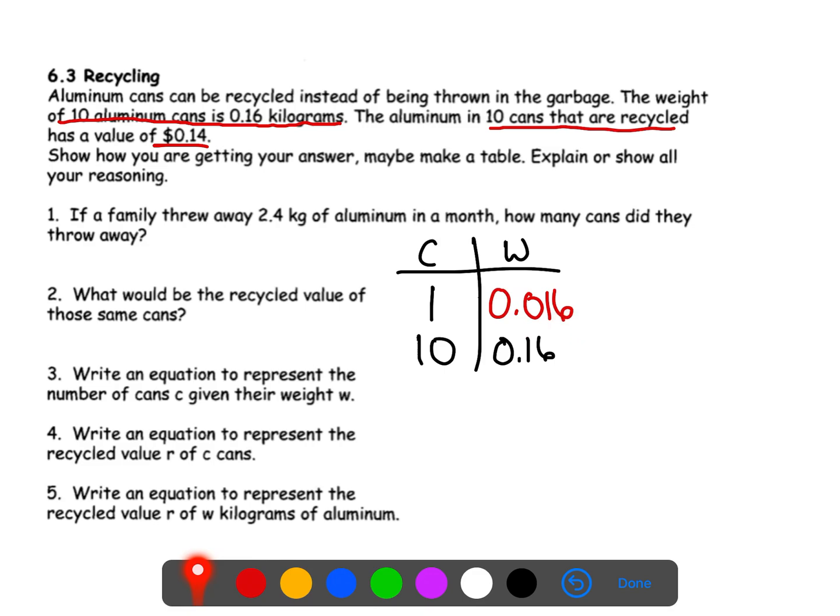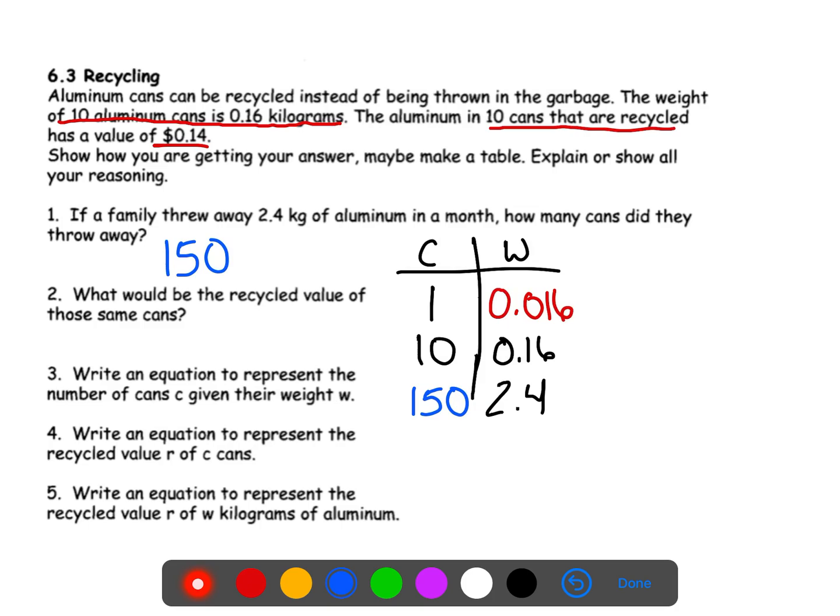So now to answer the question being asked, there's a weight of 2.4 kilograms. We need to figure out how many cans that is. So we could try to find the reciprocal of this, which could be a little extra effort, or because to multiply the cans times our constant of proportionality, we could reverse that and use division. 2.4 being our total weight divided by our constant of proportionality now will tell us the number of cans, and that would be 150 cans.